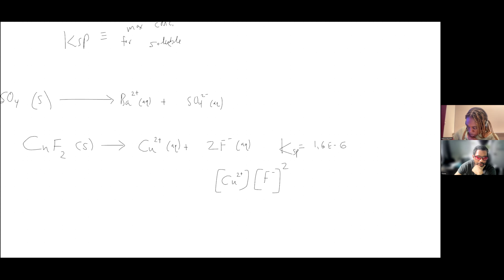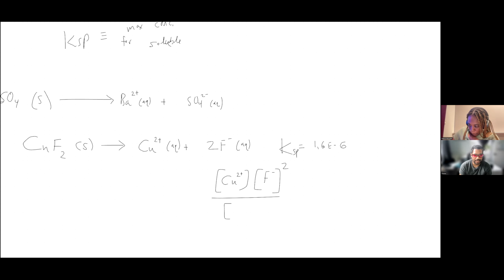Now, what do I put on the bottom here? The CuF₂. Okay. And now, since it's a solid, right? Yeah.